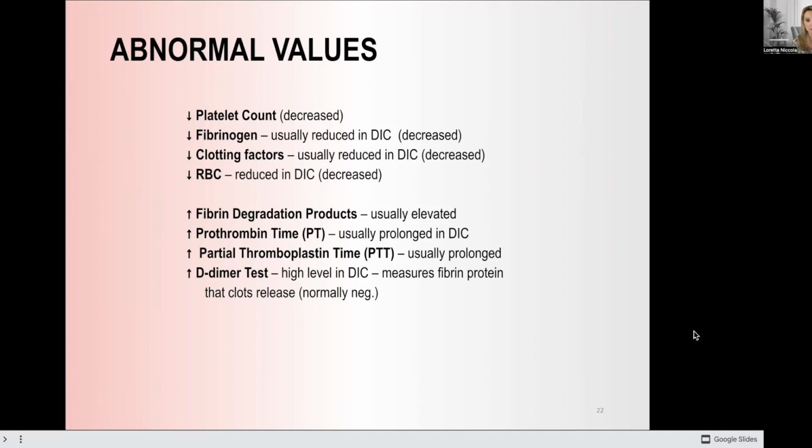And then the D-dimer test is elevated, which should be negative in people who don't have this problem going on. But it becomes a high level in DIC, and it measures the proteins from the fibrin that are circulating.